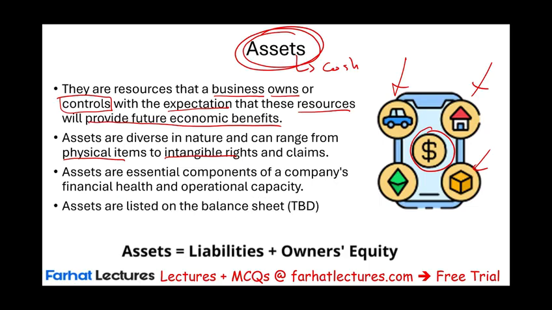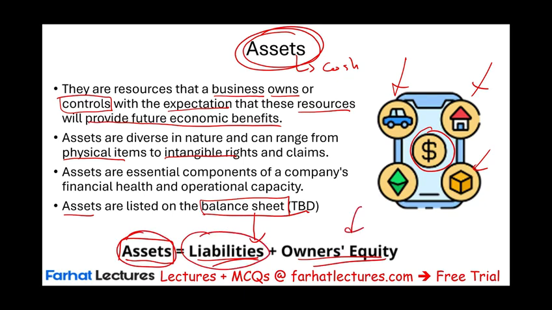Now, what you need to know is assets are listed on the balance sheet. And we'll discuss the balance sheet later on. The balance sheet equation is the accounting equation that I said we're going to be discussing in this session: assets equal to liabilities plus owner's equity. We'll get to this equation later as we define assets separately, liabilities separately, and equity separately. Then we will put it all together.